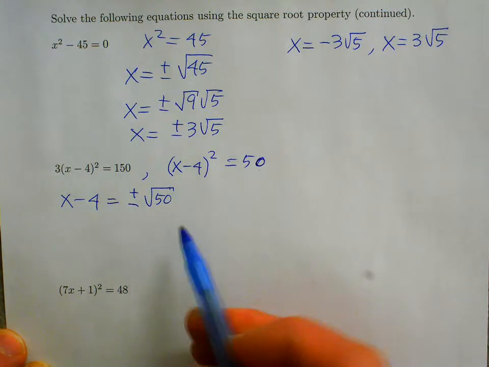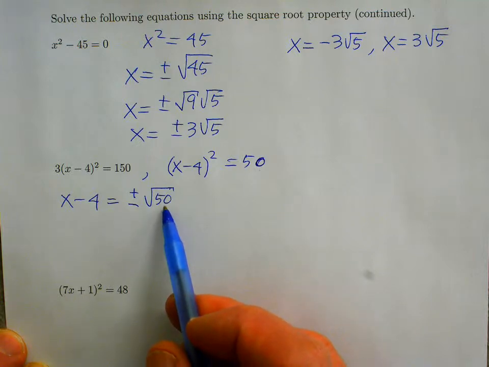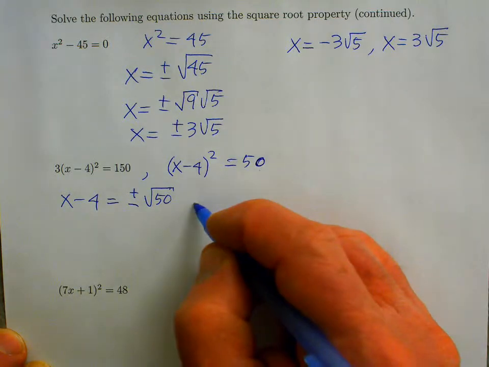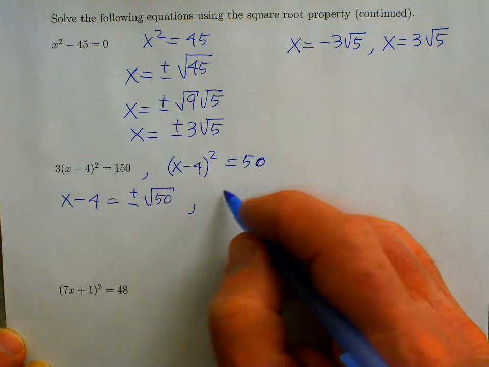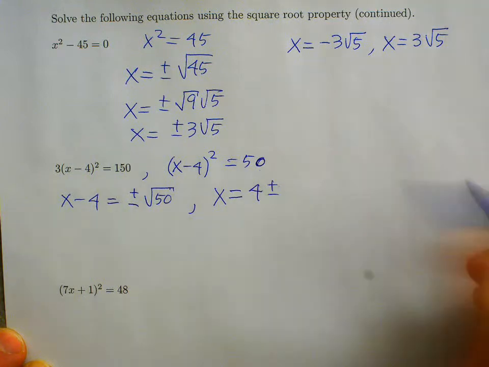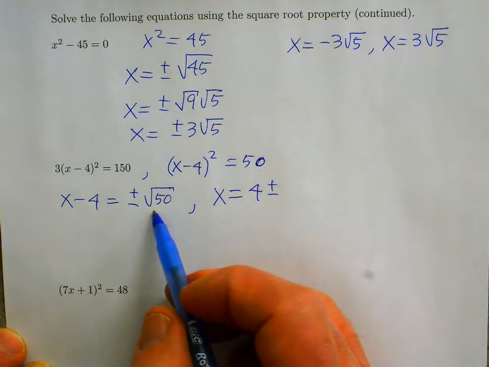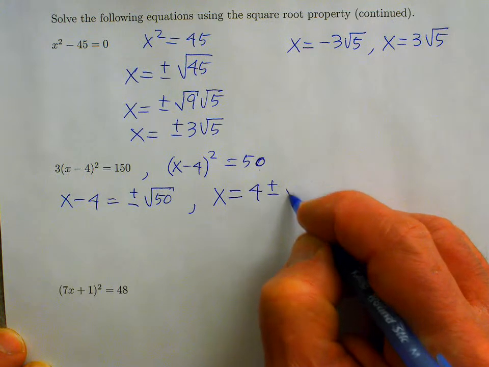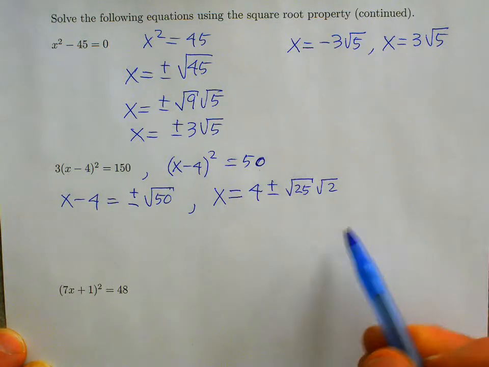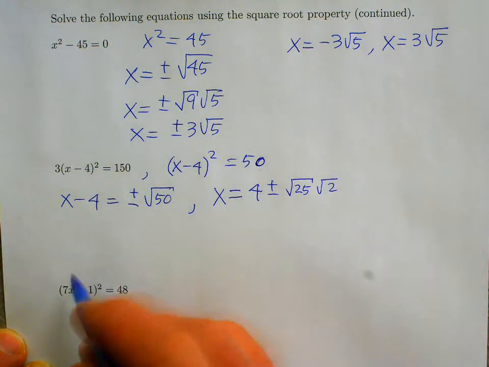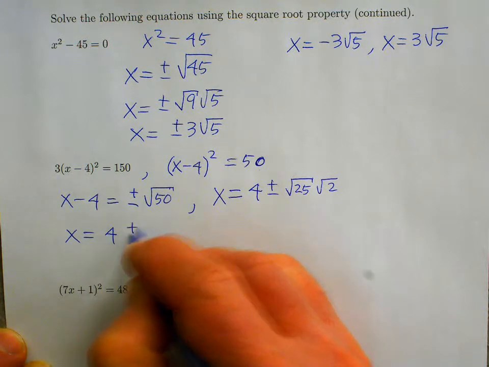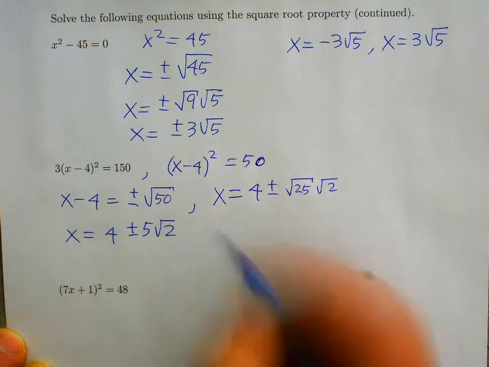So we have a couple of things to do. Simplify the square root of 50 and also add 4 to both sides. So we can do both of those at once. We can add 4 to both sides, so we get x equals 4 plus and minus the square root of 50. Think of that as the square root of 25 times the square root of 2. And then the square root of 25 is 5, so x equals 4 plus and minus 5 times the square root of 2.